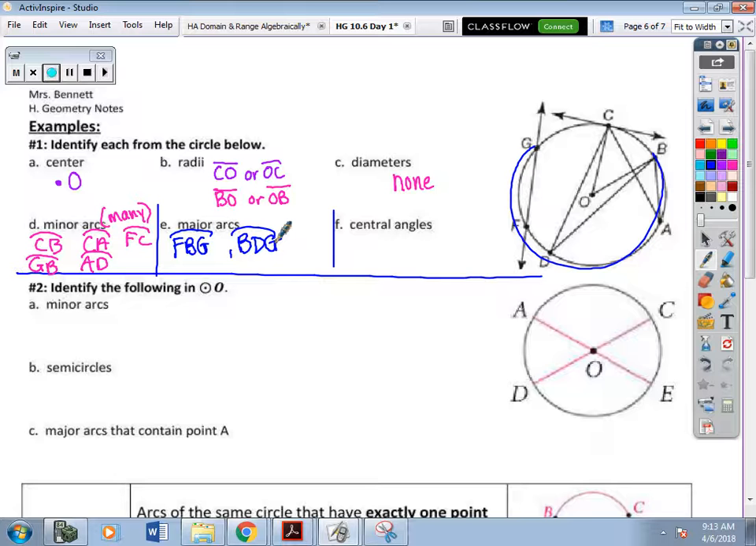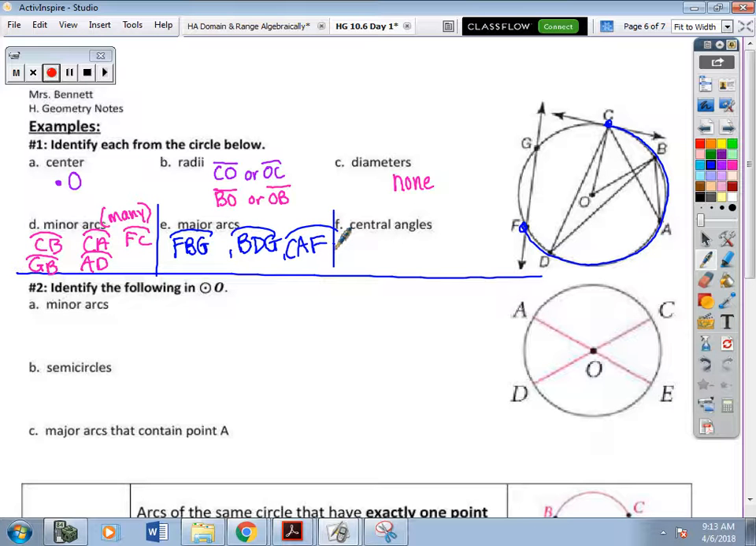Marquise? Arc CAF. Arc CA. Yes, if you were to connect these, you would realize it's not a diameter, it's definitely bigger. All right, that's enough.